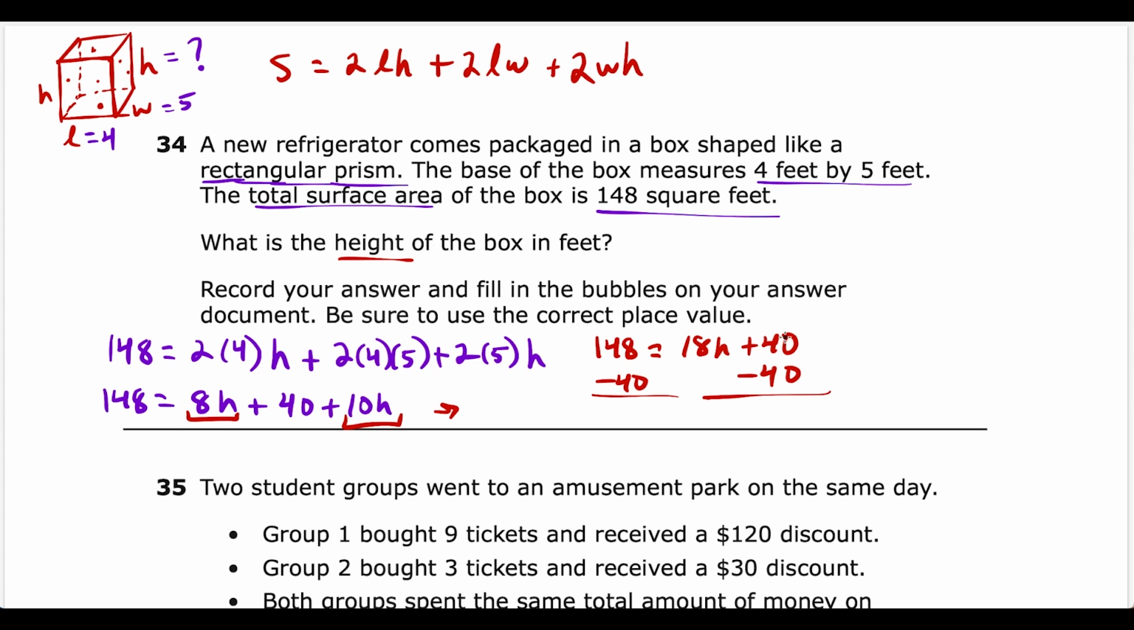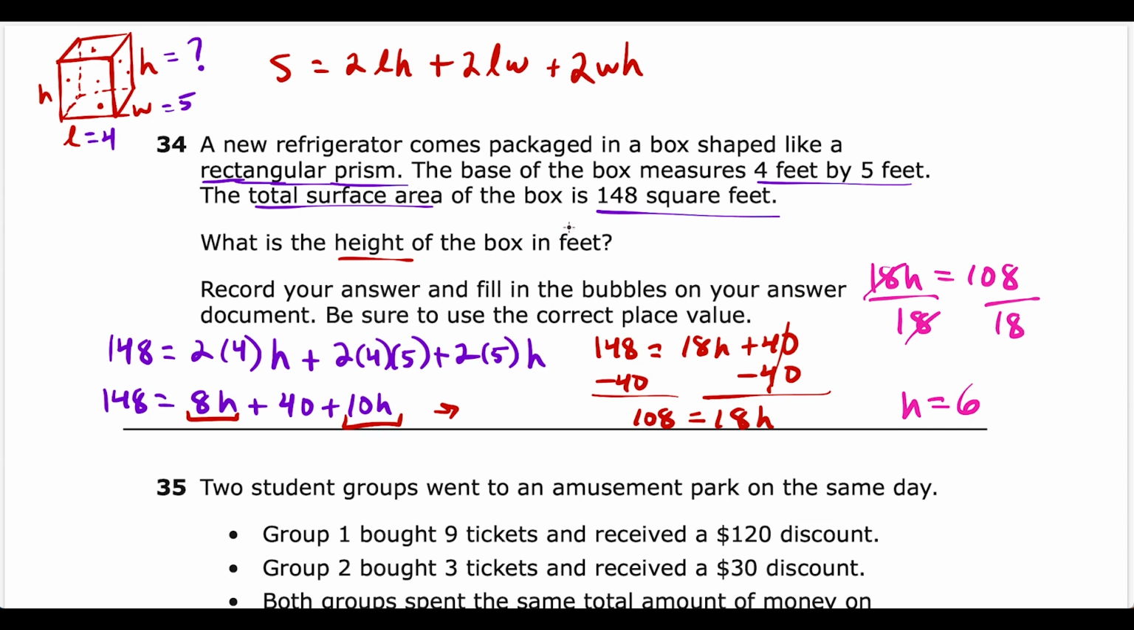And now this is going to bring us to this step here. We're going to have 108 is equal to 18h. And just so I have space, I'm going to write the rest over here. We have 18h equals 108. And now just divide both sides by 18. And we're going to have h is equal to, this divides evenly and works out to 6.